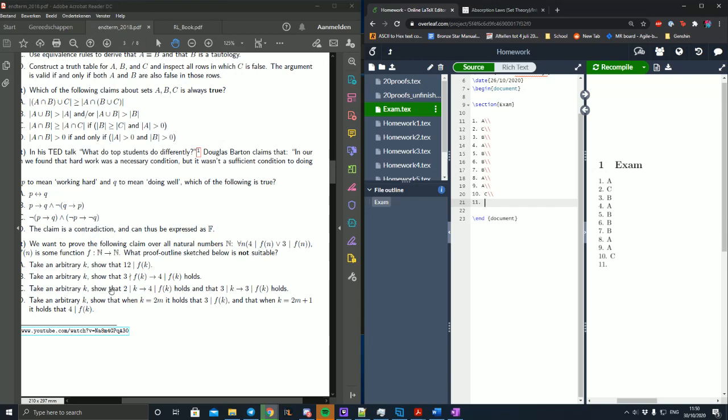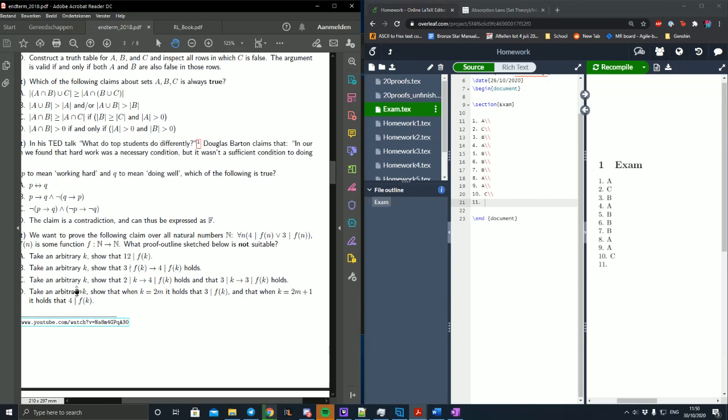And here it says if 2 divides k, then 4 divides f of k, and if 3 divides k, then 3 divides f of k. But 1 doesn't divide either of these. Neither does 5, neither does 7. You get the point. So C doesn't hold.